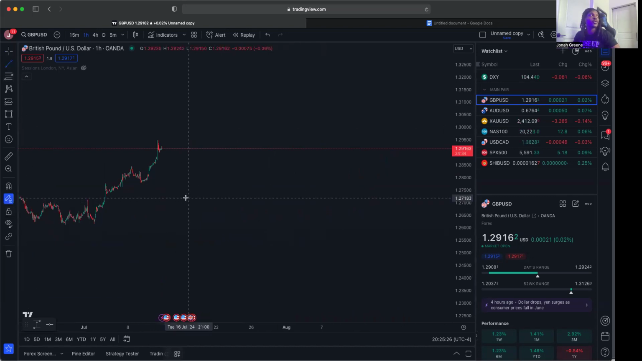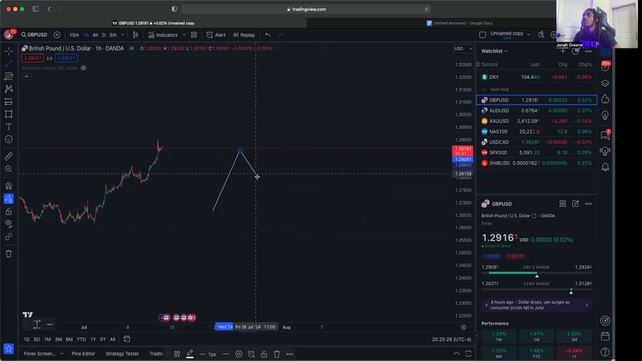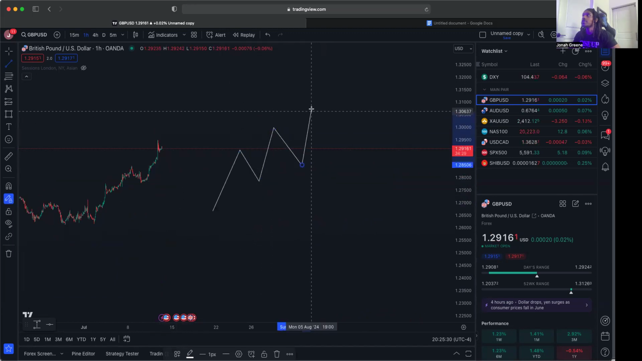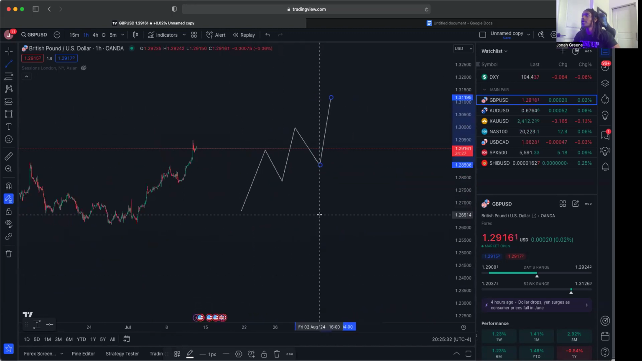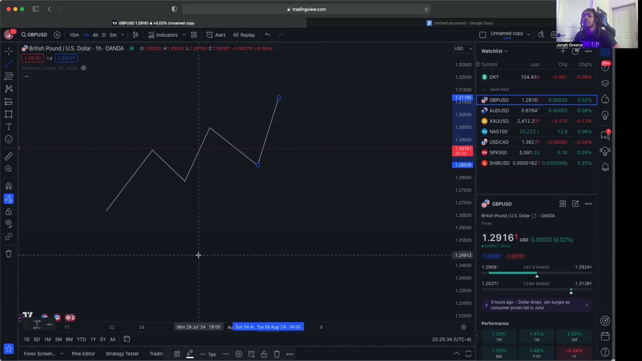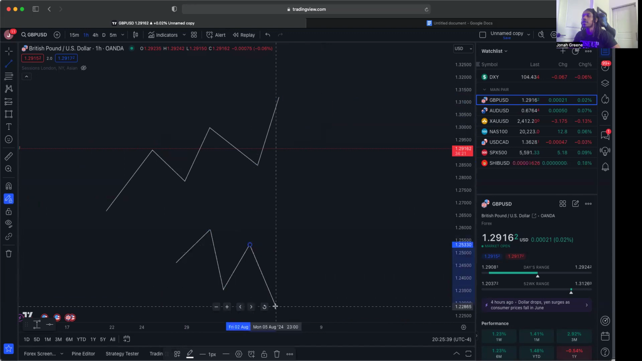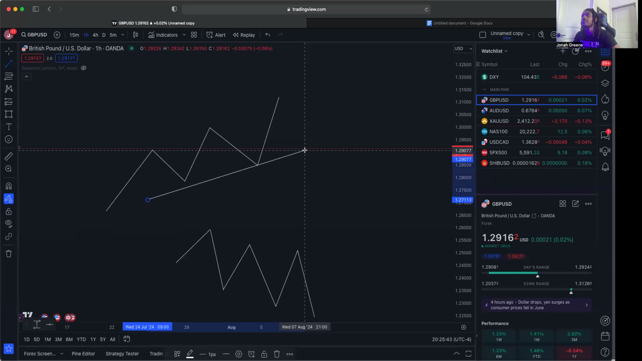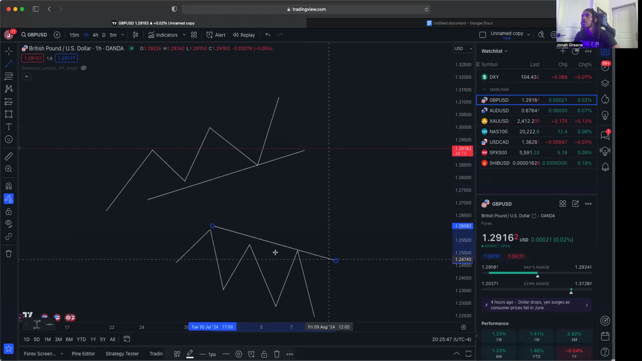So what you want to look for is a trend. We're looking for the trend, right? The trend is your friend. If anybody says the trend is not your friend, don't listen to them. They don't know what they're talking about. So we're looking for higher highs and higher lows, or lower highs and lower lows.